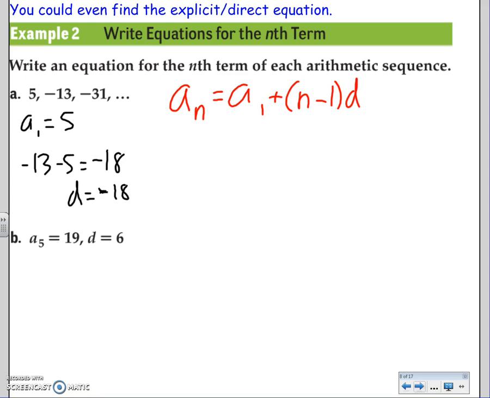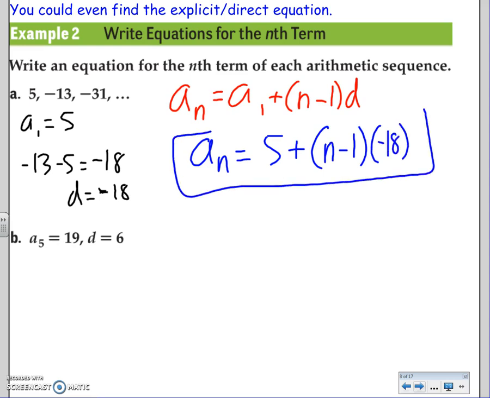So it looks like we're subtracting 18 over and over. 5 minus 18 is negative 13. Negative 13 minus 18 is negative 31. Negative 31 minus 18 makes negative 49, and so on. So our final formula is a sub n equals our first term 5 plus n minus 1 times our difference, negative 18, in parentheses. And that's it. We use this formula to find, say, the 100th term. We just plug in 100 for n, and you'll get whatever the 100th number would be in the sequence.